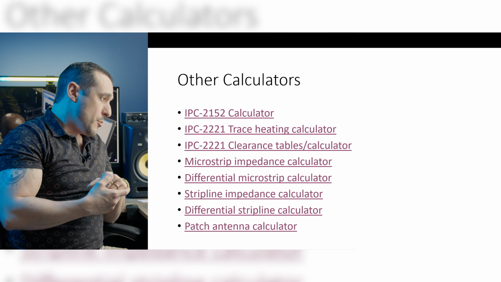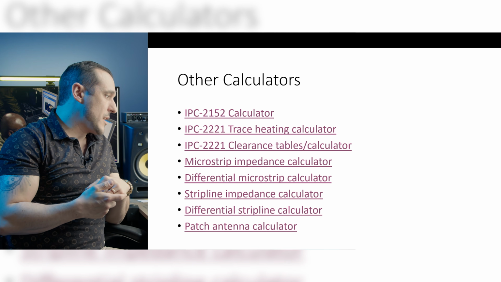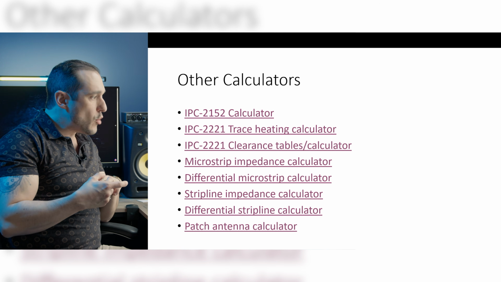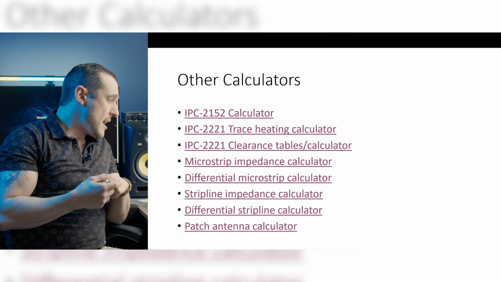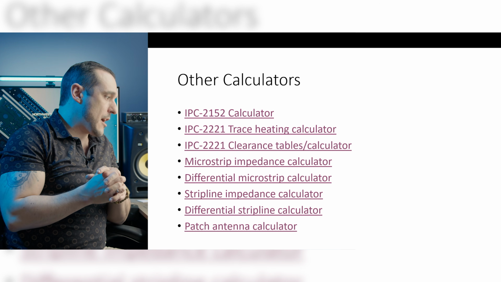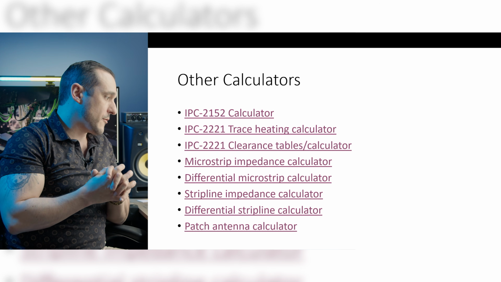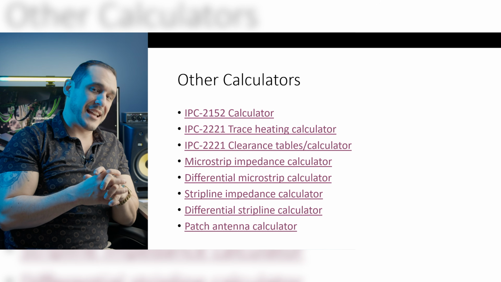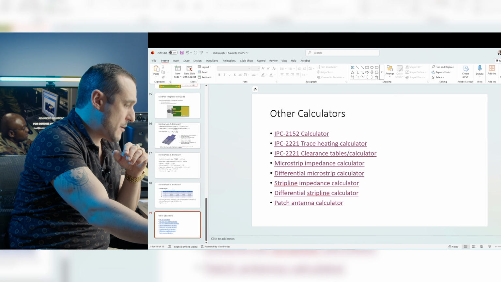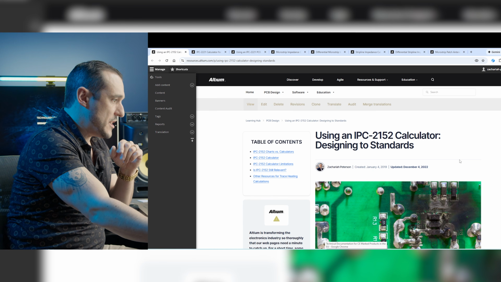Now the rest of the calculators that I want to talk about in this video are actually not done in Excel spreadsheets. They are embedded in the Altium website. So here I have a list of calculators that you can see on screen. We have an IPC 2152 calculator. We have two IPC 2221 calculators. And then I have a set of impedance calculators for strip lines and microstrips, both single-ended and differential. And then we also have a patch antenna calculator. So I'll go ahead and jump in and briefly give you the overview for all of these different calculators.